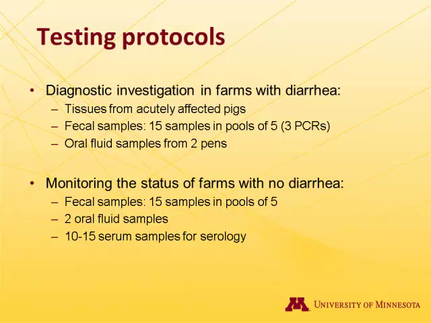Again, fecal samples, we can do 3 pools of 5 for a total of 15 samples. For these fecal samples, we will try to find the loosest pigs. But like I said, if there's no diarrhea, we might not find pigs with diarrhea. So in this case, oral fluid samples might be more beneficial. And finally, serology. Remember, for serology, we're not going to pick the very, very acute cases, but it might show up that those pigs were exposed to the virus before.